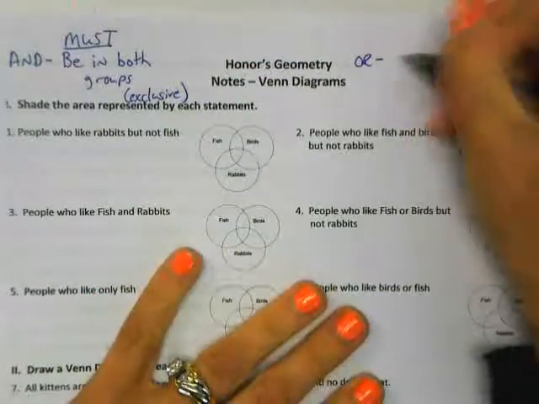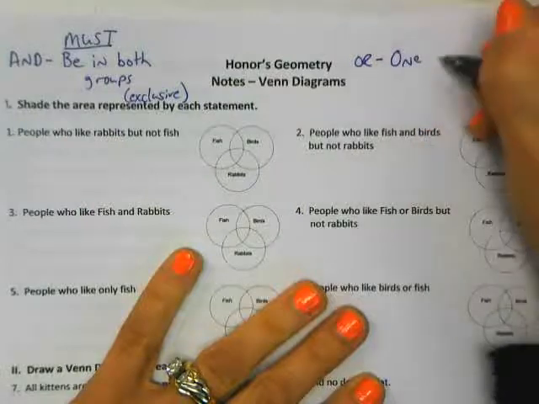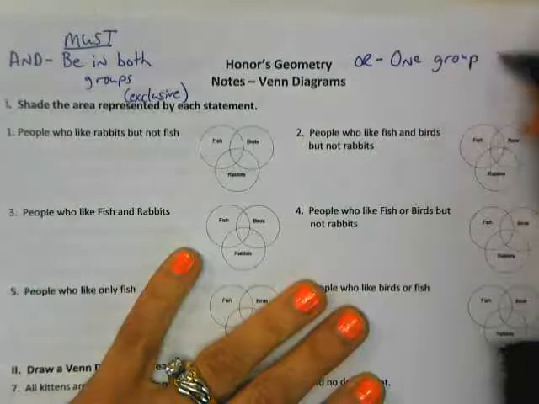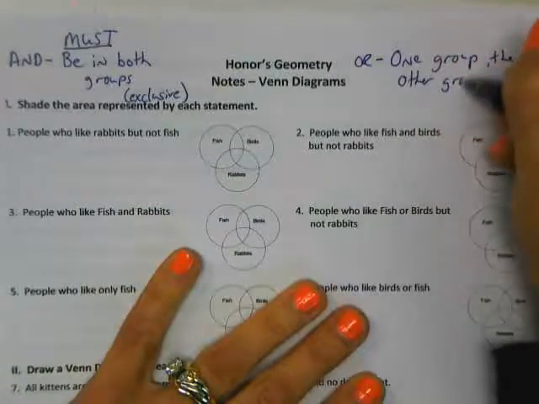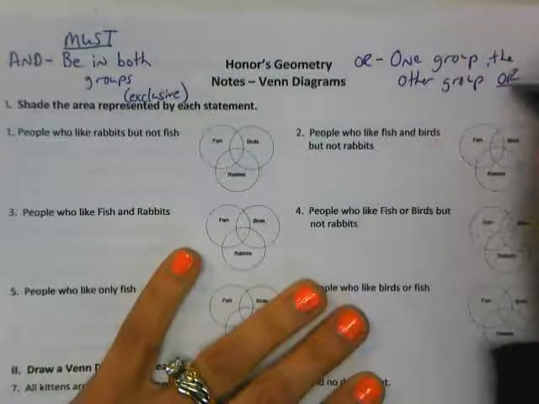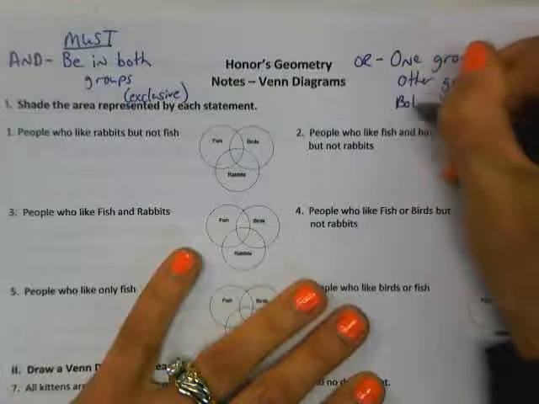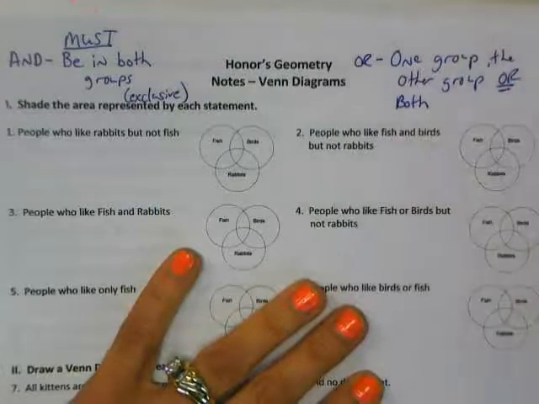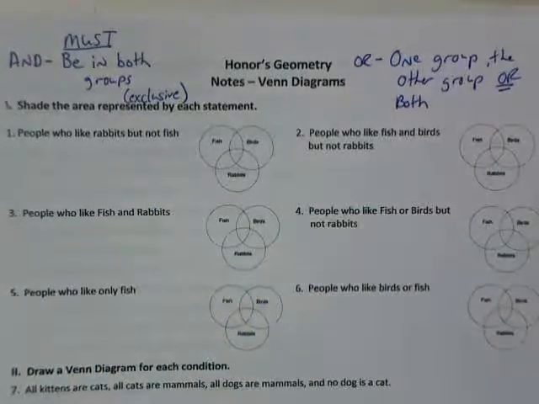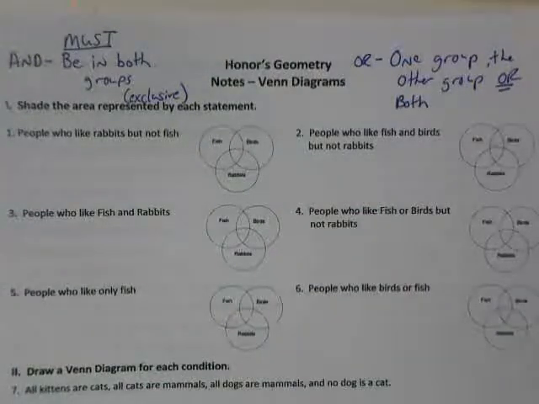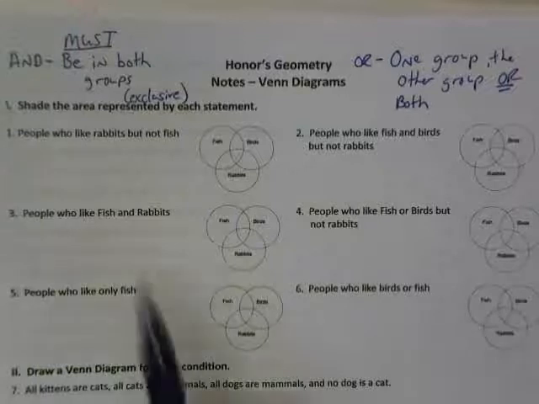In an or, you're in one group, the other group, or both. So again, it's more inclusive. It allows more people. So let's go ahead and start.